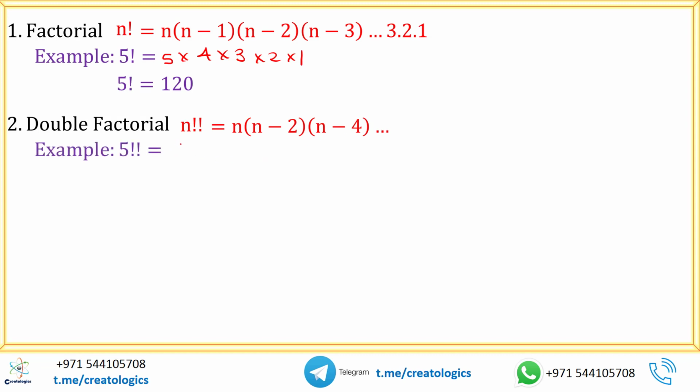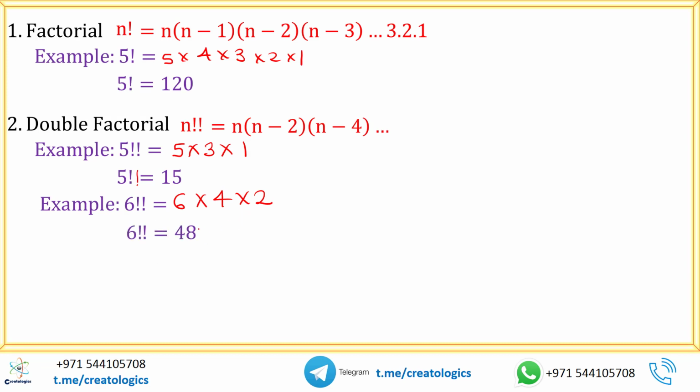For example, let's calculate 5 double factorial. So 5 double factorial will be 5 times, subtract 2 from it, which is 3, subtract 2 from it, which is 1. So it is 15. So 5 double factorial is 15. Now let's talk about 6 double factorial. 6 double factorial means you have to take 6, then 4, then 2, which comes out as 48 at the end. So this is your double factorial, right?